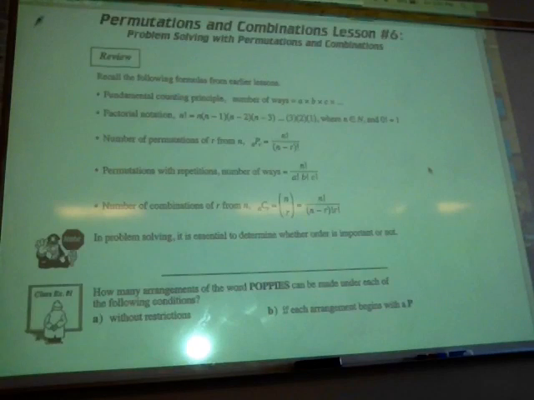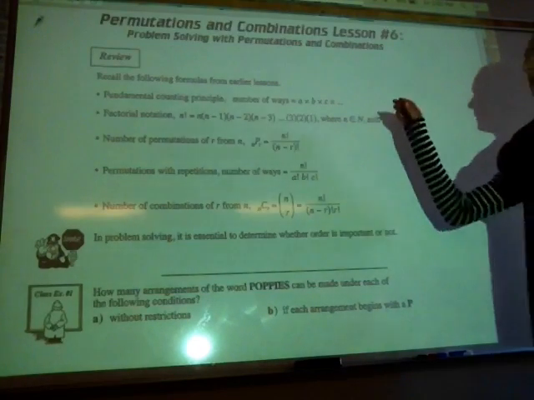One thing that's important to always question at the beginning of any perms and combs question is, does order matter or does it not matter? Can you guys tell me when order matters? Perms or combs? Perms. Good. And it doesn't matter with combinations. Just a little review before we get into the questions here.